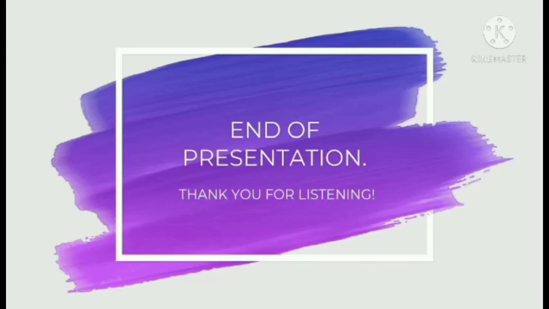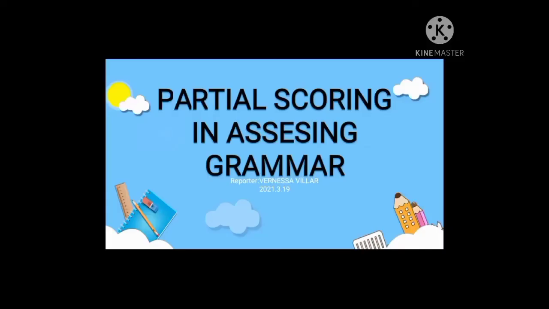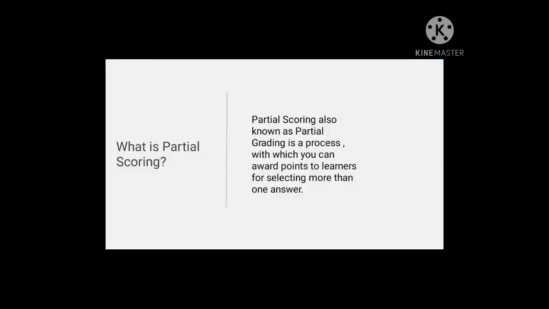Hello everyone, my name is Vanessa Villar, and for today, I'll be discussing partial scoring and assessing grammar effectively. So what do we mean by partial scoring and assessing grammar of students? Partial scoring, also known as partial grading, is a process with which you can award points to learners for selecting more than one answer. Also, it assigns value to students' output and provides information on where the content or accuracy of the text can be improved.